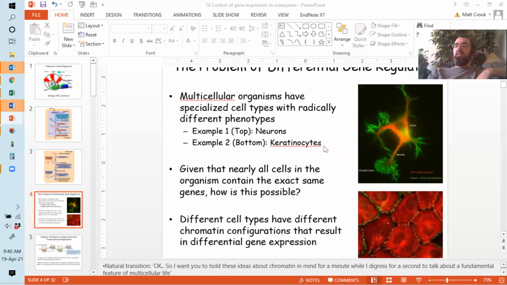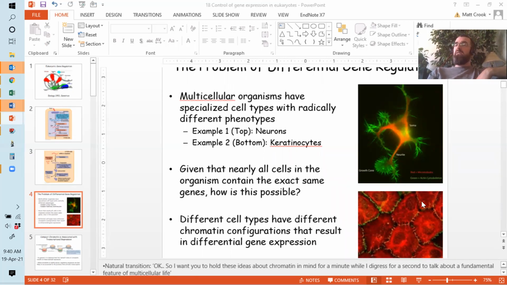But this cell and this cell have exactly the same DNA. They have the same set of instructions to produce one or other of these. So how are they different? Why are they different? And it really comes down to, well, actually a lot of things. But the end of it is, which of those genes do they express?